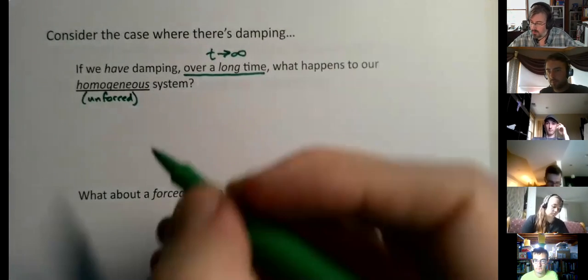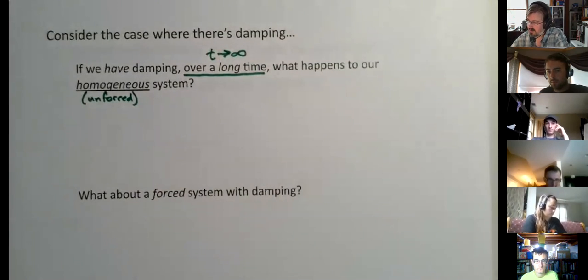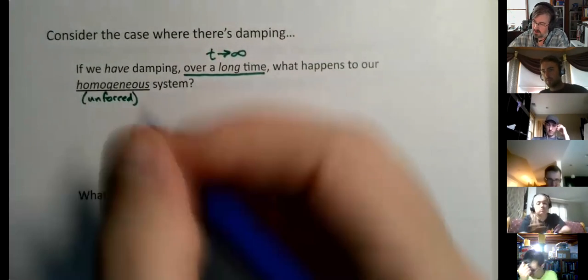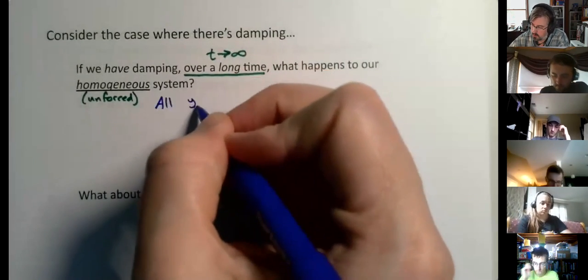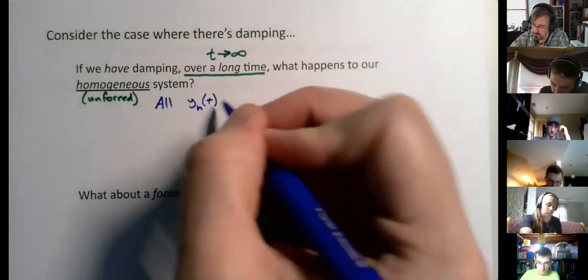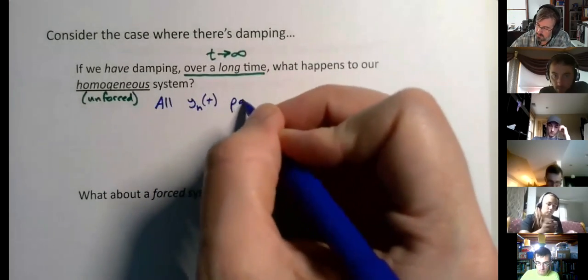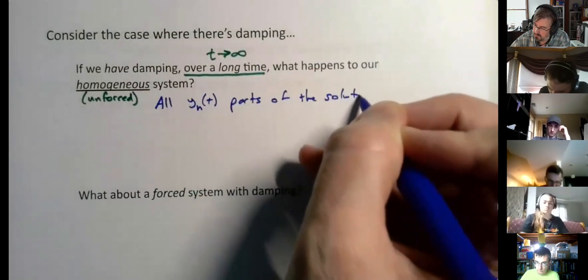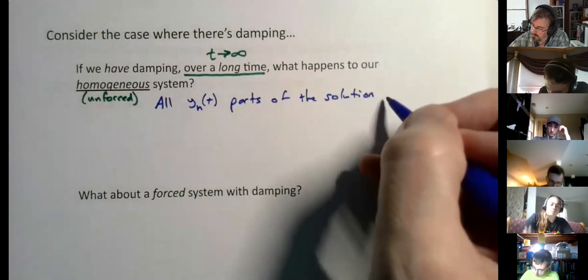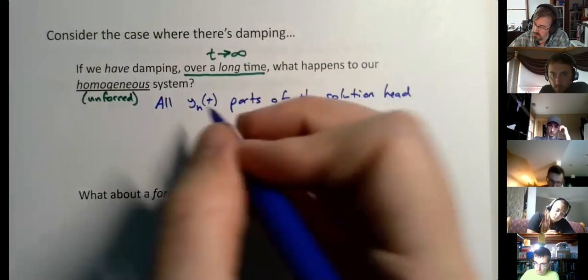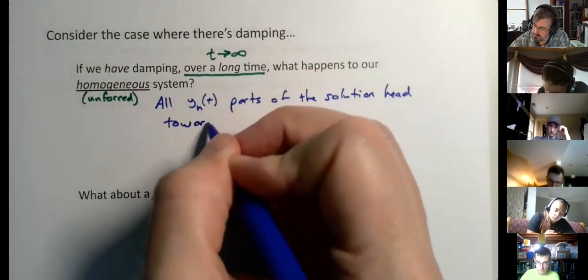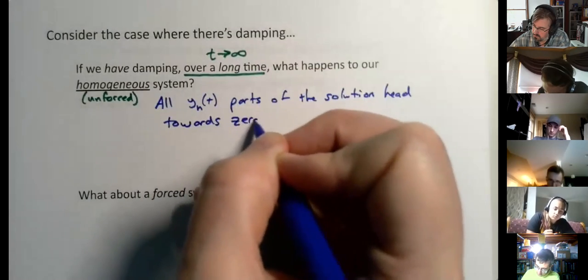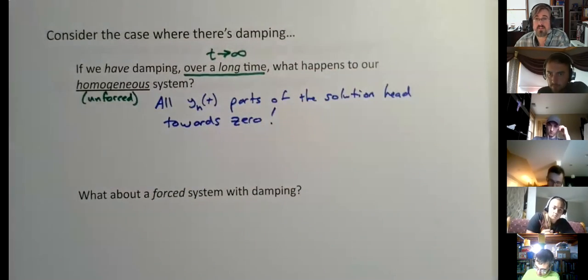So we can say, without any loss of generality, that all y sub h parts of the solution head towards 0. And the reason for that, of course, is because there's damping.